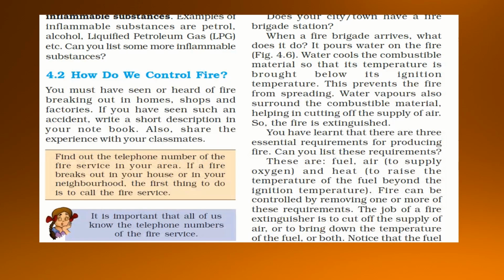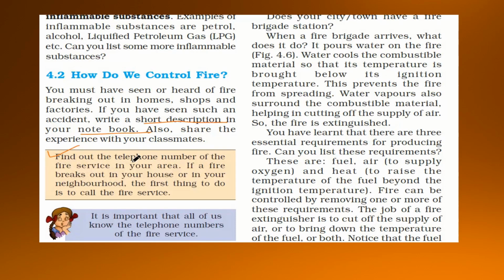So now we start with how do we control fire. You must have seen fires breaking out in certain homes, in shops, in factories. Now and then you see in the news that in certain factories a fire has exploded. Fire has come up by accident in some homes or shops. So how can we control this fire? Here you can write a short description in your notebook if you have experienced any such fire outbreaks in homes, shops or factories, or you have seen any news from any news channel of any fire outbreak, so that you can make a notebook and write a note of that.